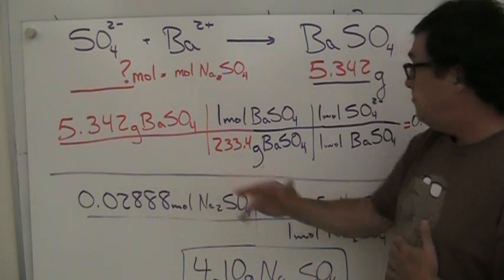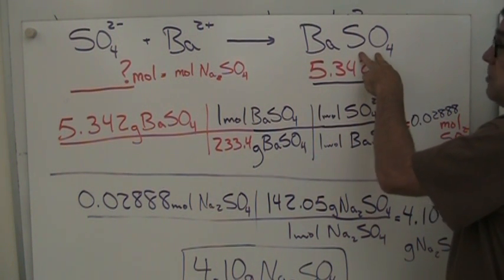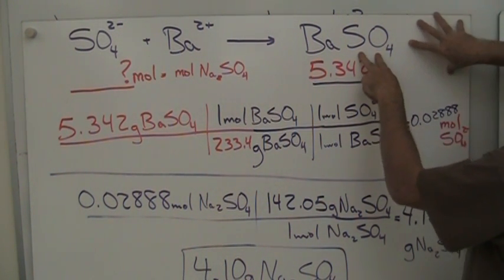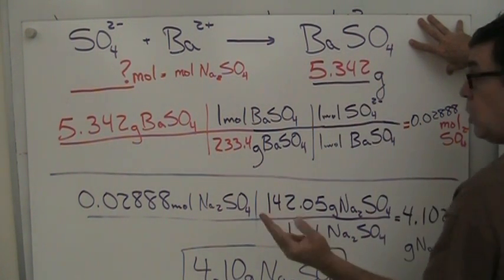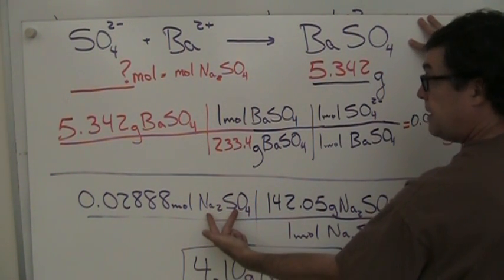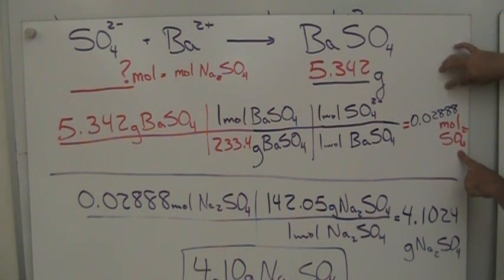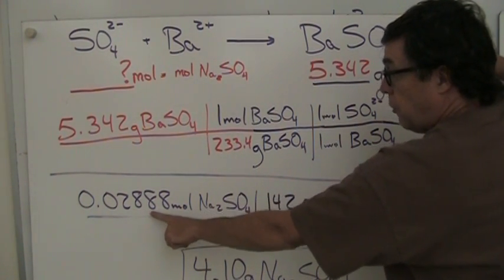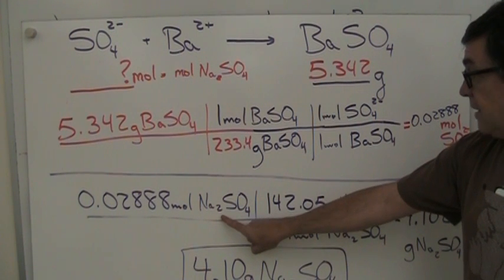We know that in our equation, for every 1 mole of sulfate that ends up here, we had 1 mole of sodium sulfate in our original sample. So this number of moles of the sulfate is going to be the same, a 1-to-1 ratio, as the moles of sodium sulfate that was in our original analyte.